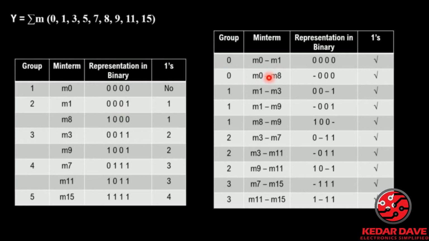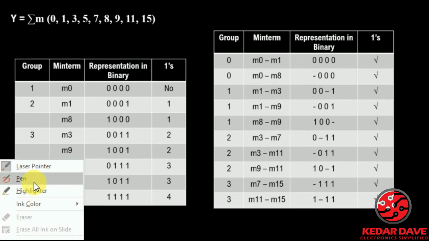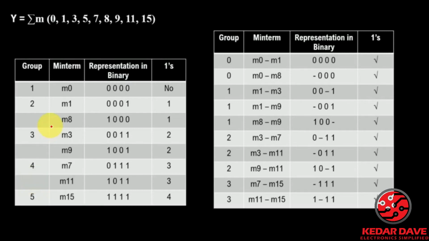After that, the second step. Now we need to eliminate the particular terms. Here is the m0 term and here is the m1 term. For the elimination technique, what we need to do is eliminate the functions.